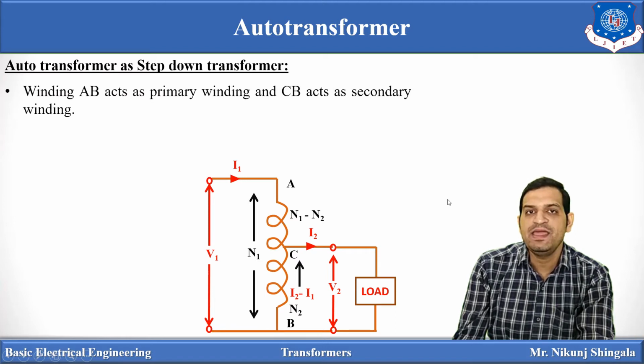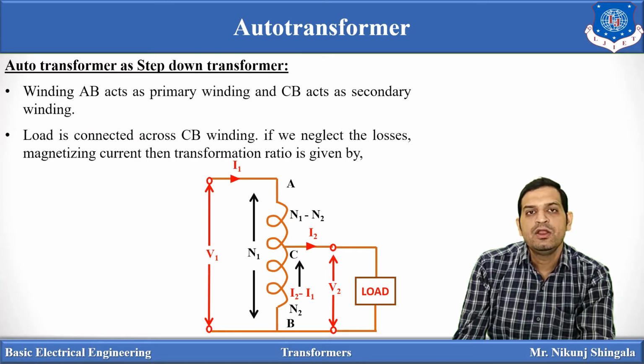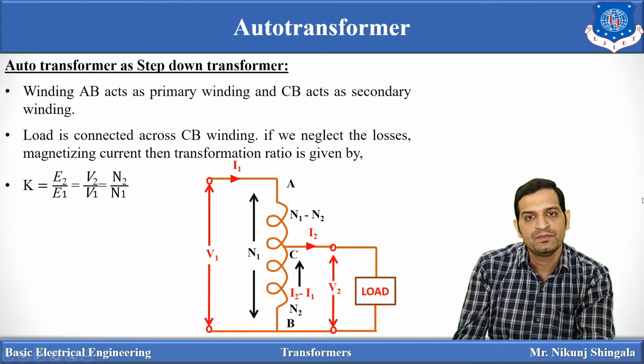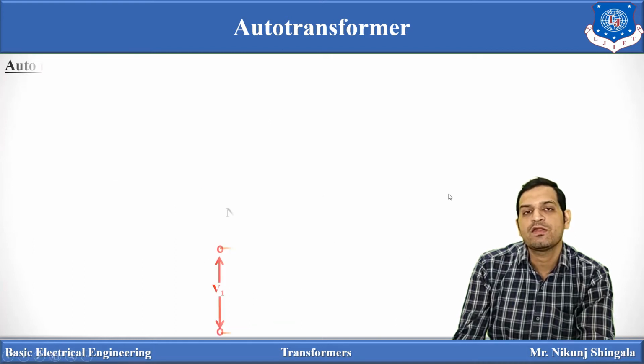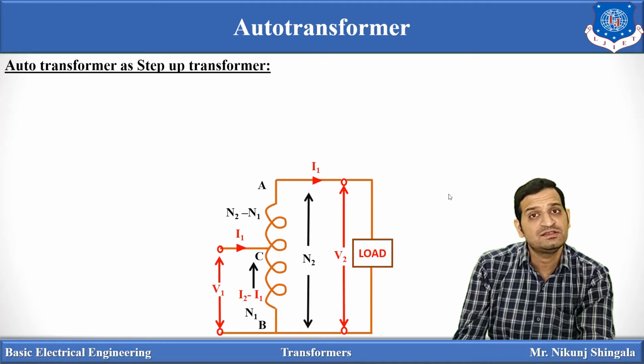As I told you, AB acts as the primary winding and CB acts as the secondary winding. Load is connected across the CB winding. Now if we neglect the losses and magnetization current, then the transformation ratio for this auto transformer circuit is given by K is equal to E2 by E1 is equal to V2 by V1 is equal to N2 by N1. Here we have assumed that no losses are taking place and there is no magnetization current. If we neglect all these parameters, then we get this transformation ratio. So this single winding circuit is working as a step down auto transformer.